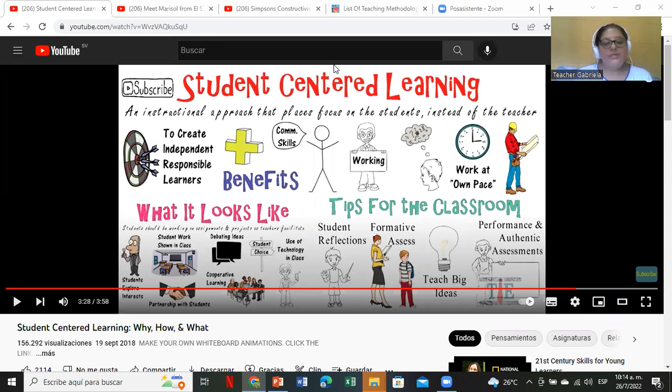Remember the silent way. What is the silent way? When you let your students work alone. Okay, I already taught this topic. Now you are going to do it by yourself. You are going to resolve this. You are going to check it out by yourself. Okay, you are going to do it by yourself. I'm not assessing you, I'm just monitoring you.